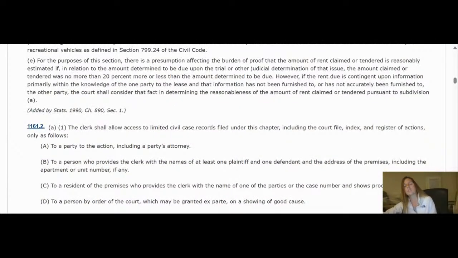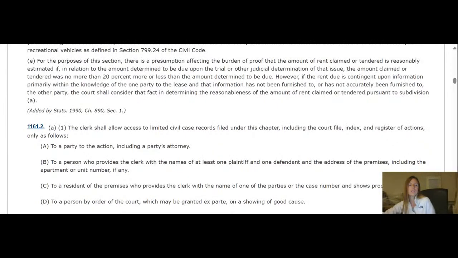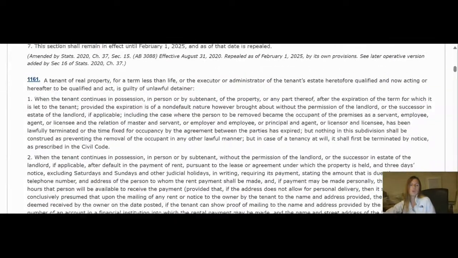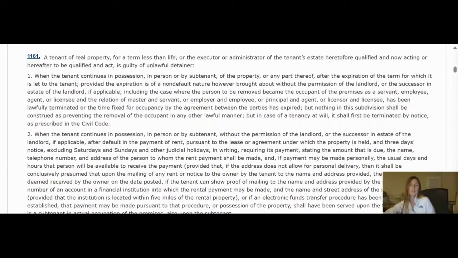The clerk shall allow access to limited civil case records under this chapter, including the court file index and registered actions only as follows: to the party in the action, including the party's attorney, blah, blah. Okay. So let's go back to 1161 and see if we can get the girl to read it, because it's a really long bunch of stuff and I have to clean something up.